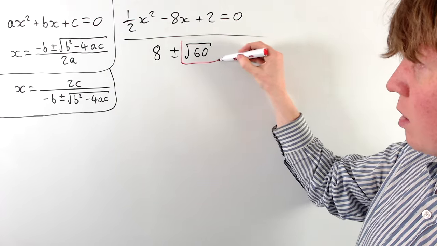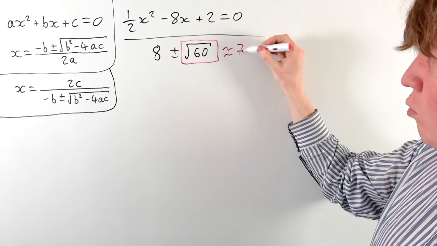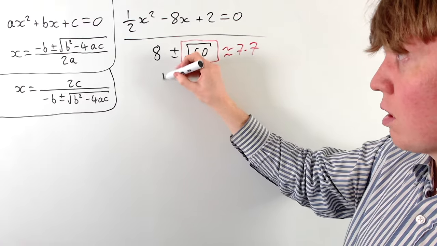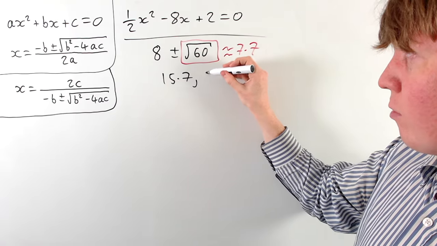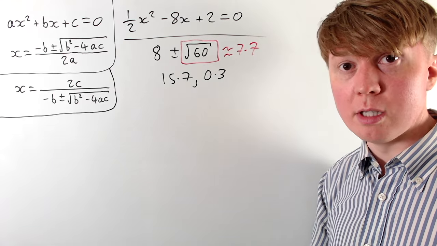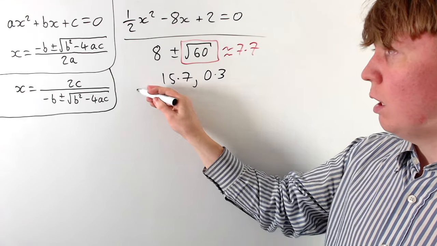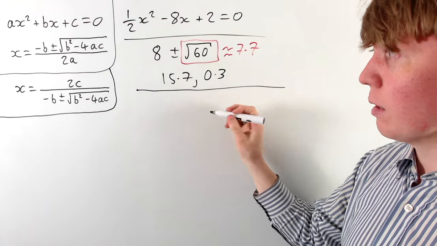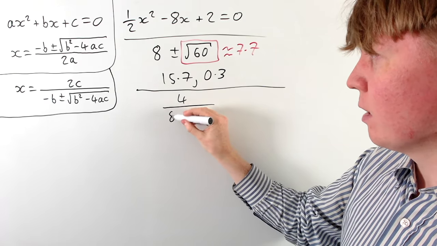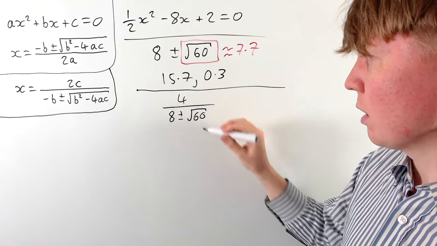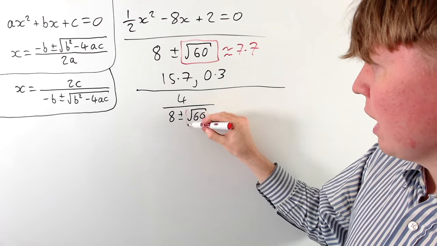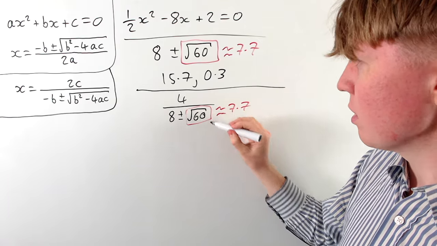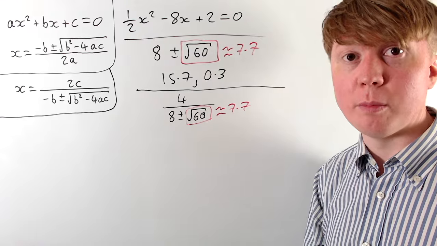So root 60, let's just round this to one decimal place, is approximately 7.7. So this would give us, for our two solutions, around 15.7 and 0.3 using the original quadratic formula. So now if we look at this for the alternative quadratic formula, again substituting in our values of a, b and c, we'll get 4 over 8 plus or minus root 60. So now this root 60, if we again approximate this by saying this is around 7.7, let's see what this gives us in terms of our two solutions from this quadratic formula.